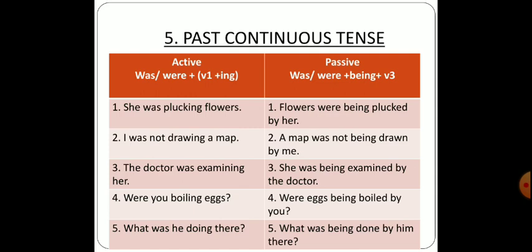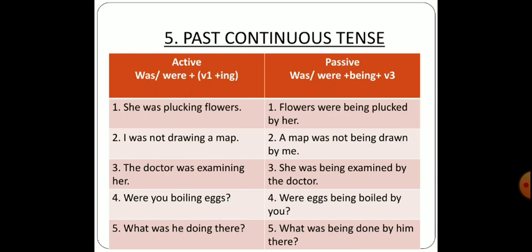So the first example over here is, she was plucking flowers. Flowers were. Why were? Because it is plural. Flowers were being plucked by her. The second one is, I was not drawing a map. A map was not being drawn by me. Third one is, the doctor was examining her. She was being examined by the doctor. Were you boiling eggs? Were eggs being boiled by you?